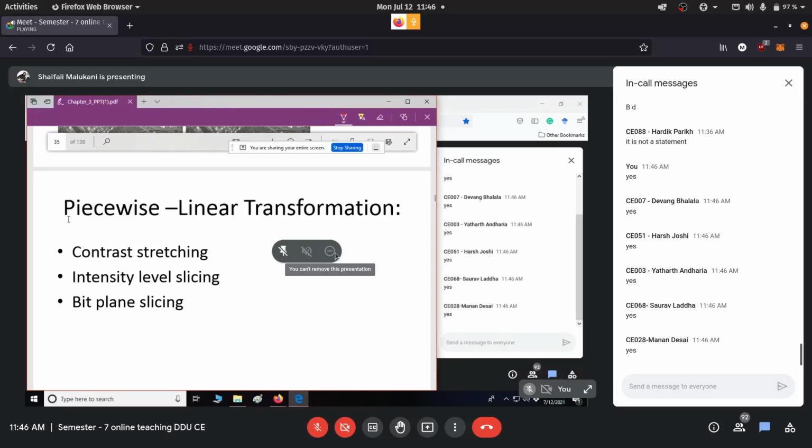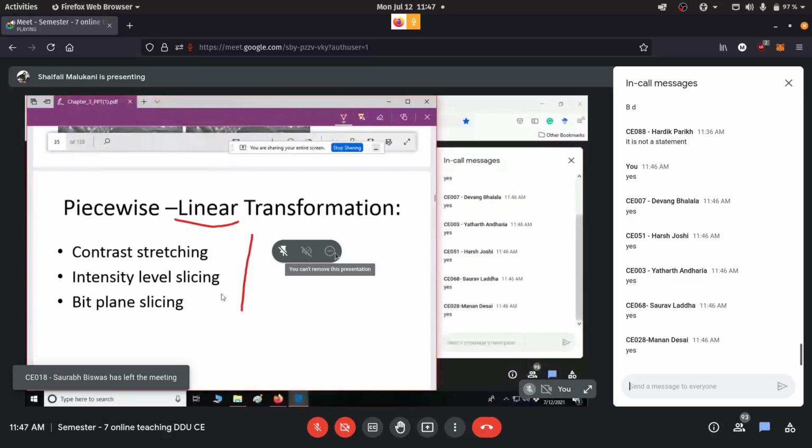From the name, if you see, it is very easy to understand. It is a linear transformation. Can you understand the meaning of linear transformation? How are input and output related? If it is a linear transformation of an input image, then input and output are related with one equation of a line. That you can understand from a linear transformation.